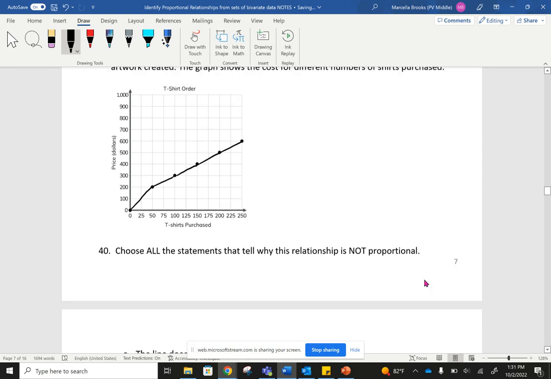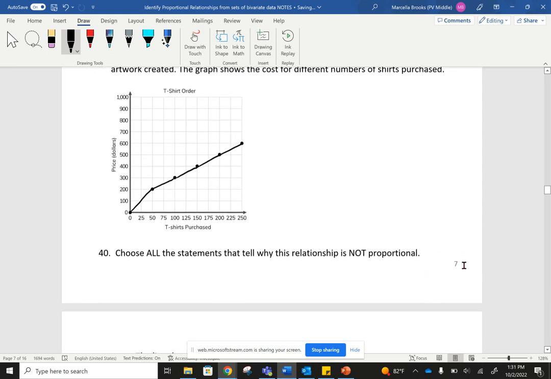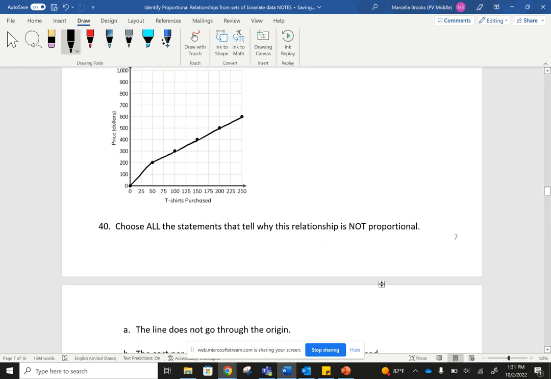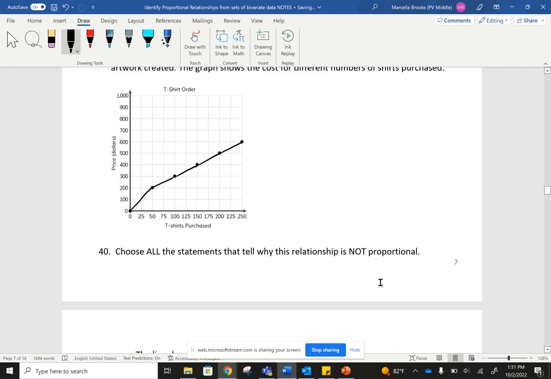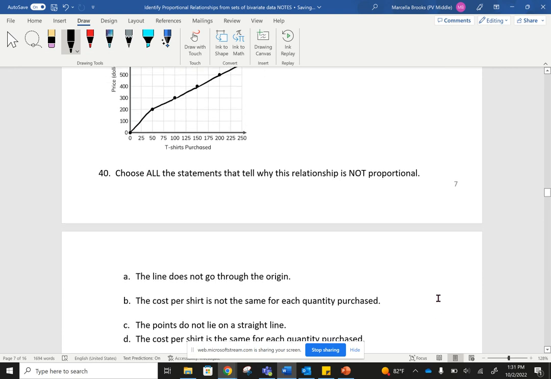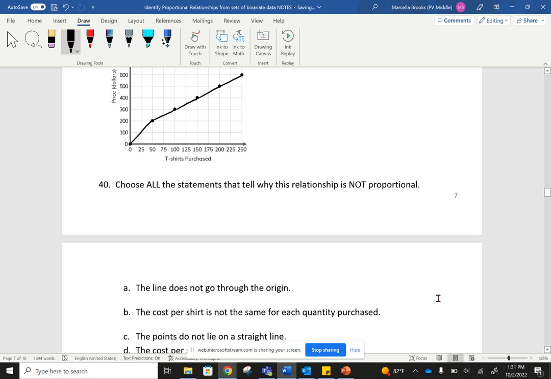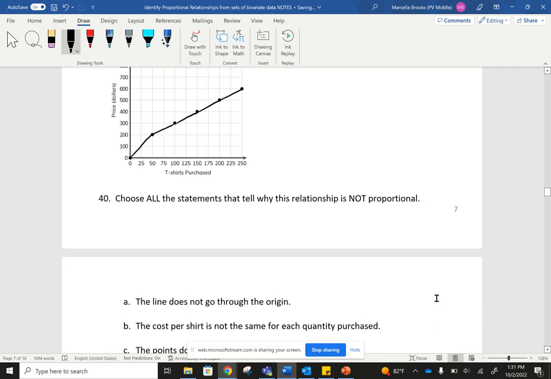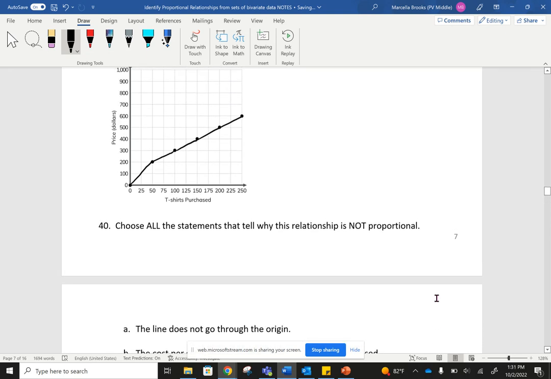So choose all the statements. We're looking at this graph. Is it proportional? It says that it's not. So we're looking at all the statements that would tell us why this graph is not proportional. So A, the line does not go through the origin. Is that correct? No, it does go through the origin. The cost per shirt is not the same for each quantity purchased. So let's go.